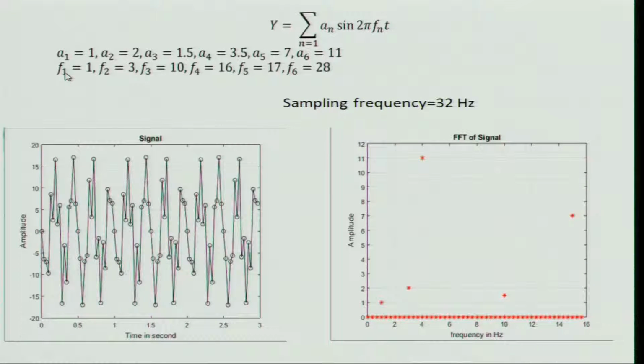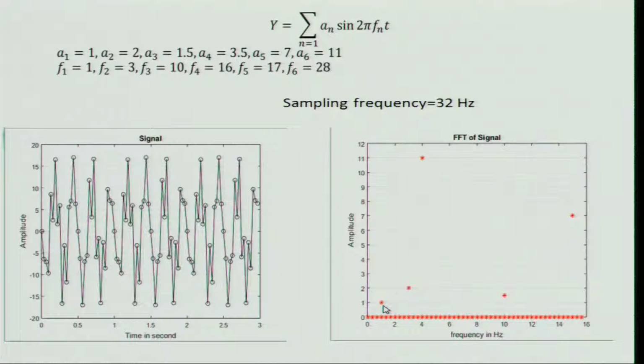And the frequencies of the first wave are 1, 3, 10, 16, 17 and 28. So we have just picked up some numbers. If you look at our results, this is our waveform, and the overall duration of the signal is slightly less than 3 seconds. It's not exactly sitting on this vertical line, but you have a lot of points. The number of points is 32 times 3, because the duration is 3 seconds. So it will be 96 points.